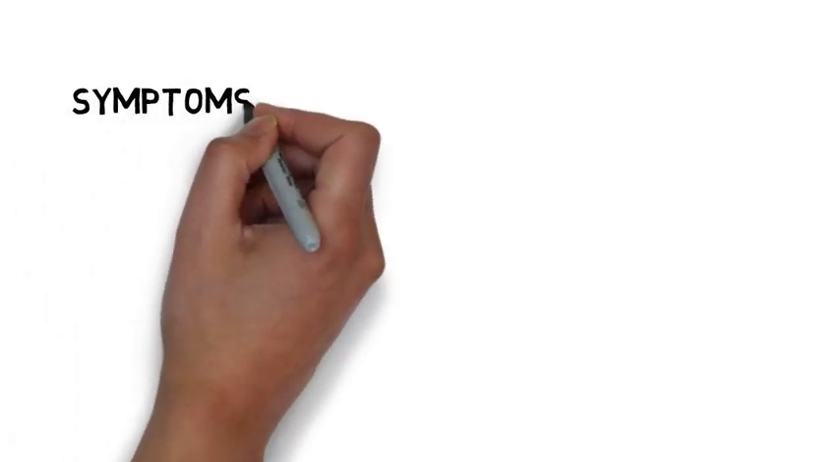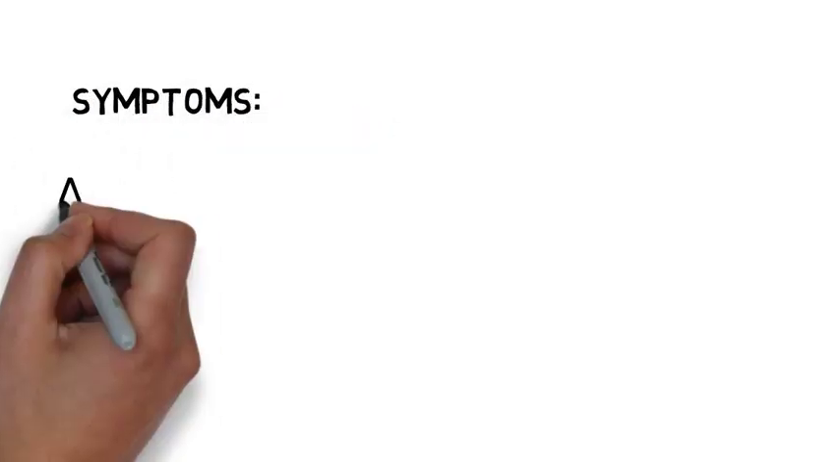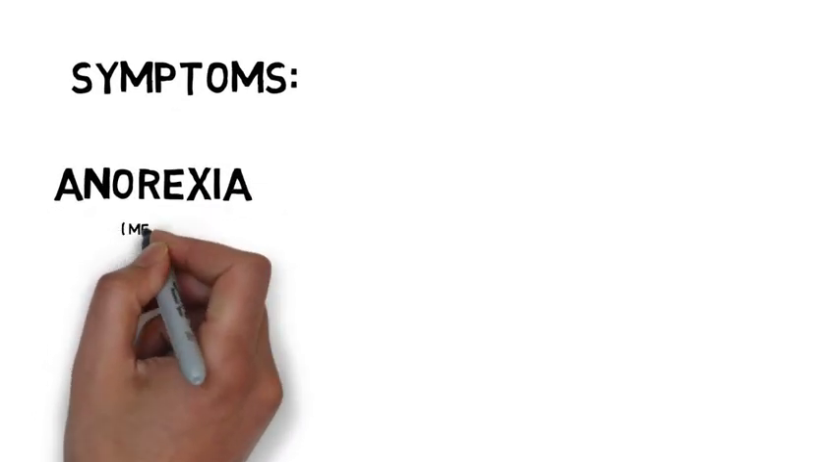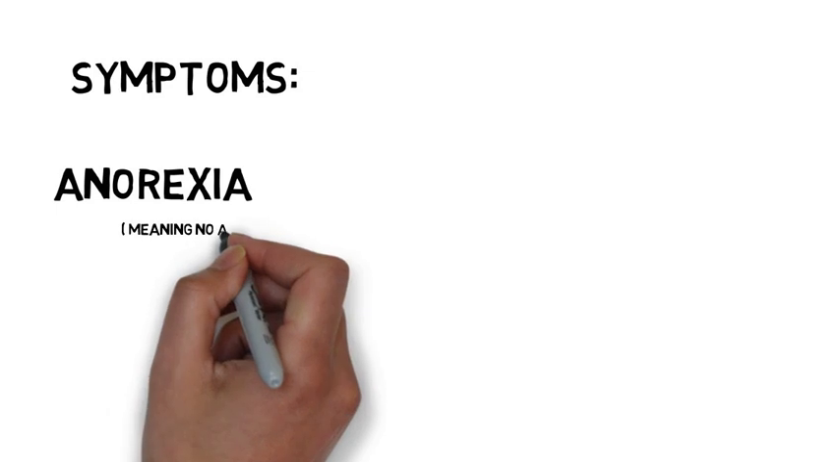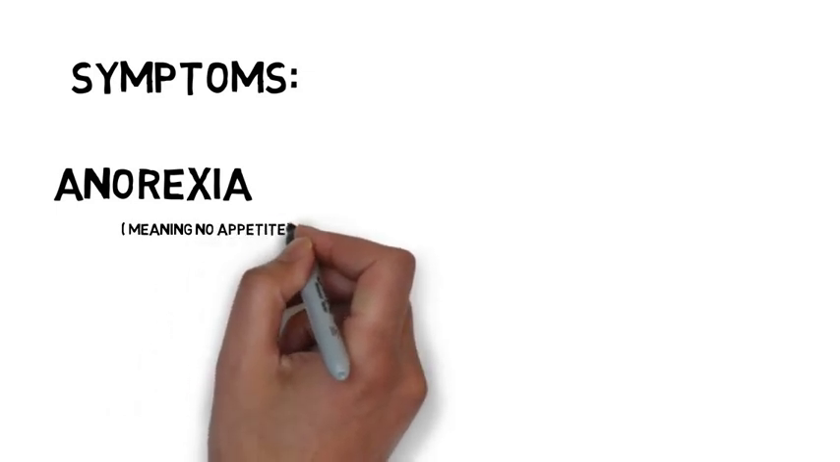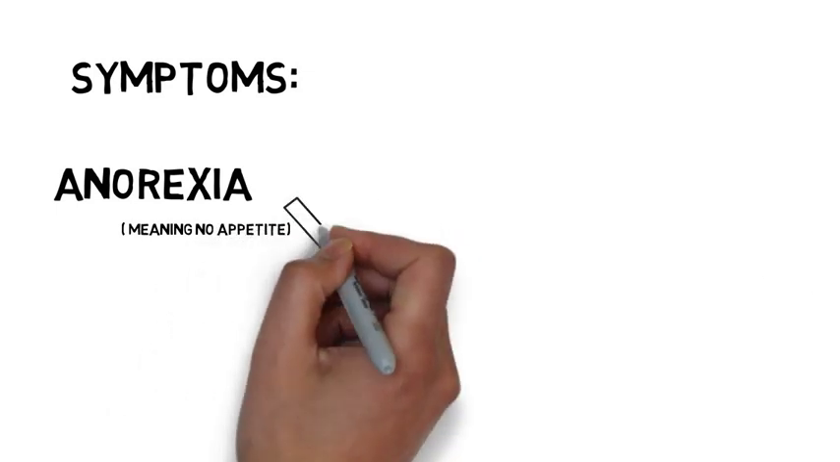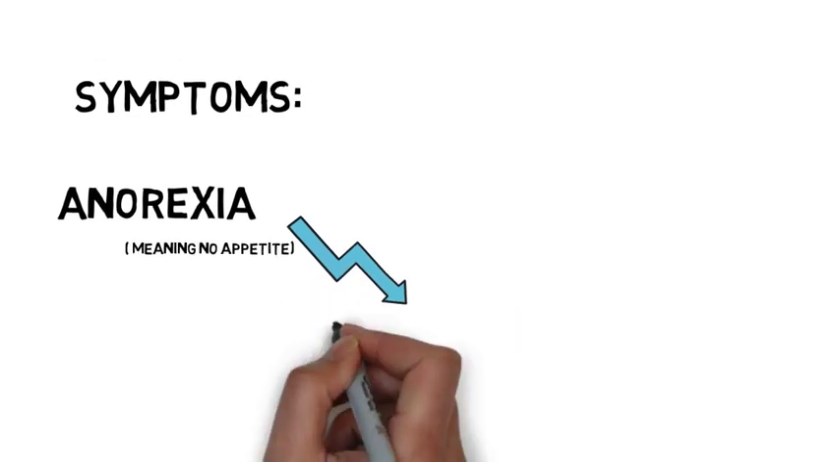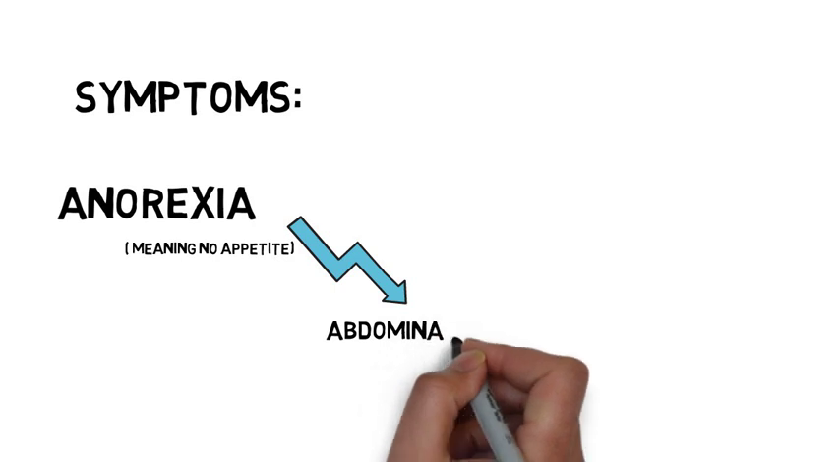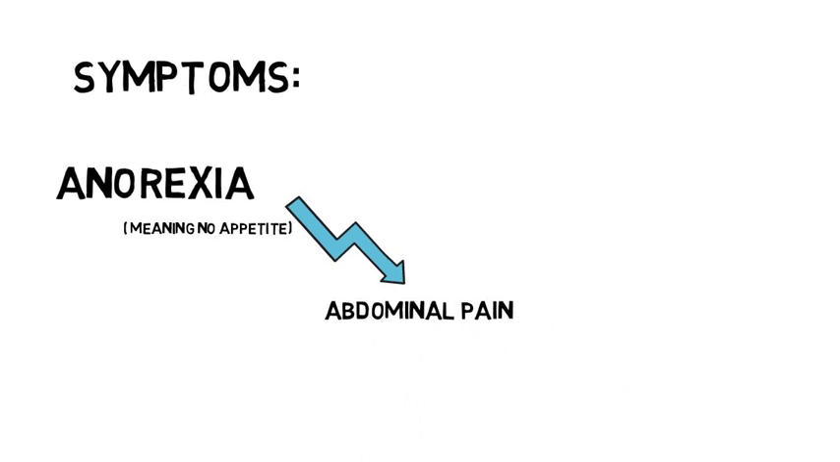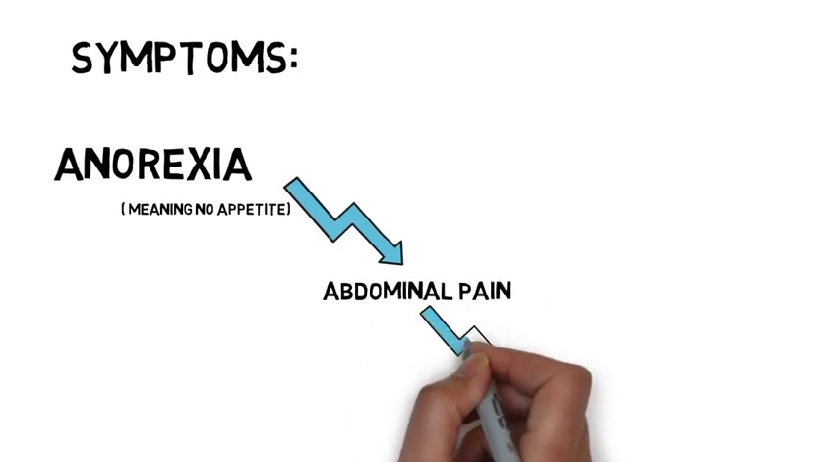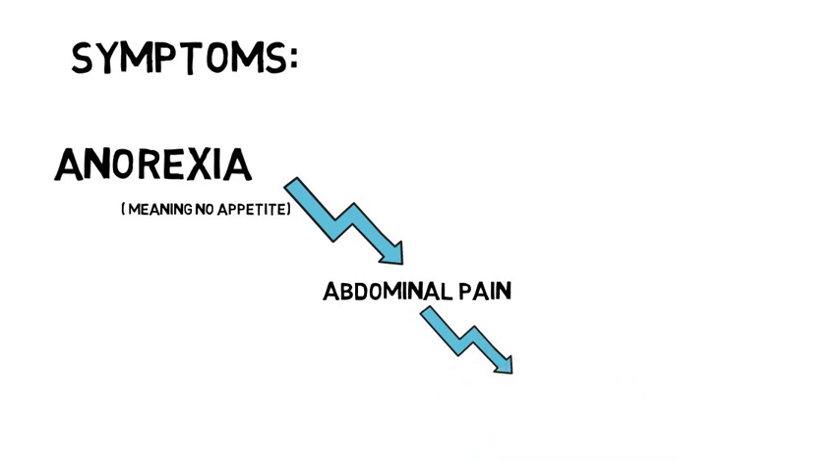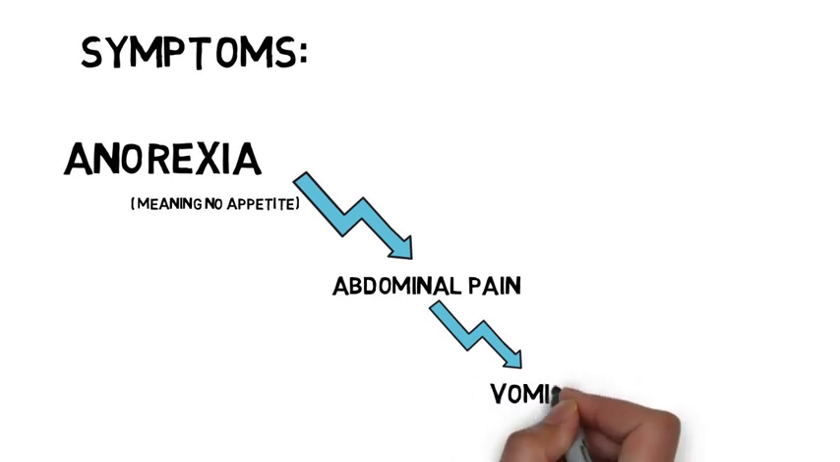Now, talking about the symptoms, how patients come to the emergency department. The first symptom is anorexia, meaning that the patient has no appetite. Following anorexia, there is abdominal pain, which is seen in the right iliac fossa and is usually colicky pain. And following the abdominal pain, there is vomiting, where the patient gets dehydrated due to vomiting.